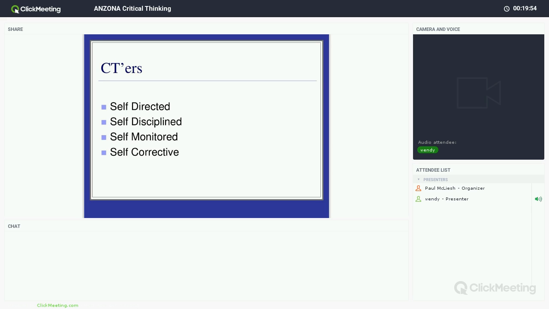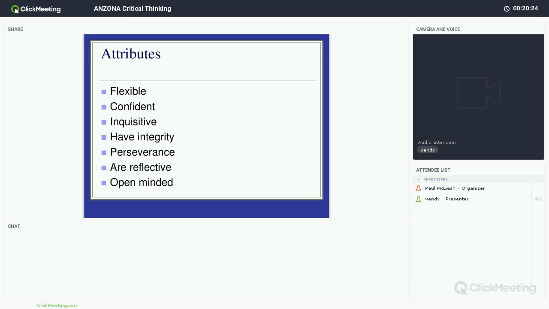So, people that are critical thinkers: what I want you to do at this point is think in your mind of someone that you work with clinically, or have worked with clinically, that you really hold up as someone who is very, very good in their practice, very good in their care, and is making a big difference to your patients. The sort of attributes that we see is that they are self-directed, self-disciplined, self-monitored, and also self-corrective.